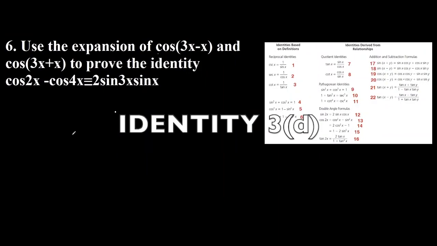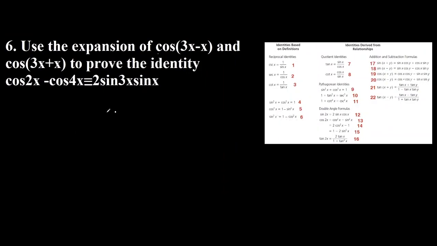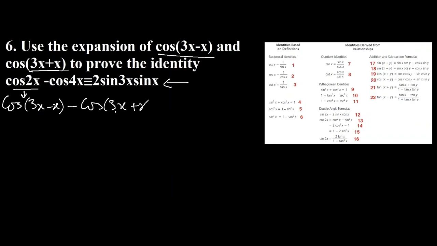In this question number 6, they have already given us a hint how we can prove this identity by expanding this and this. Alright, so let's take their hint and convert cos 2x into cos of 3x minus x. Can I? 3x minus x is 2x. So we can convert this into this. Similarly, cos 4x will be cos of 3x plus x. And now we have to look at the identities. And identity number 19 and 20 will be helpful here. So let me use identity number 20 for this.